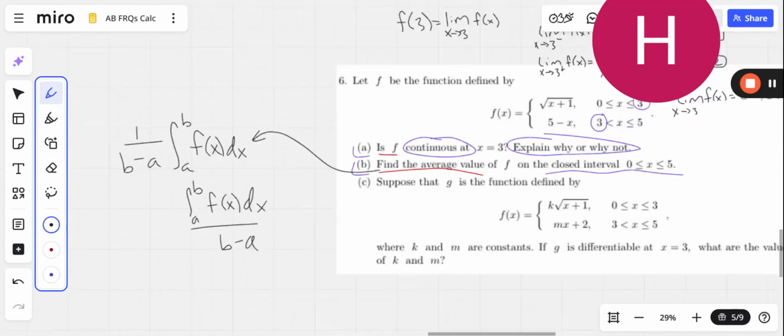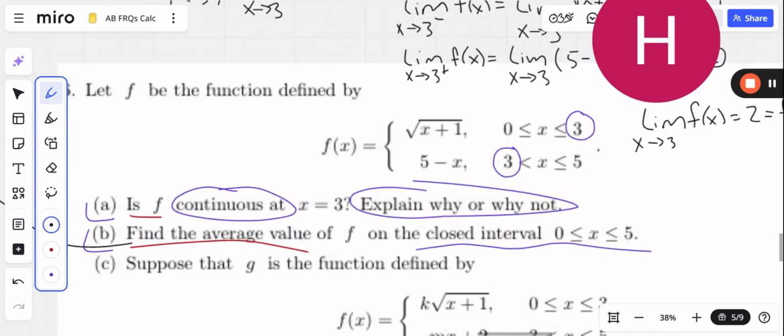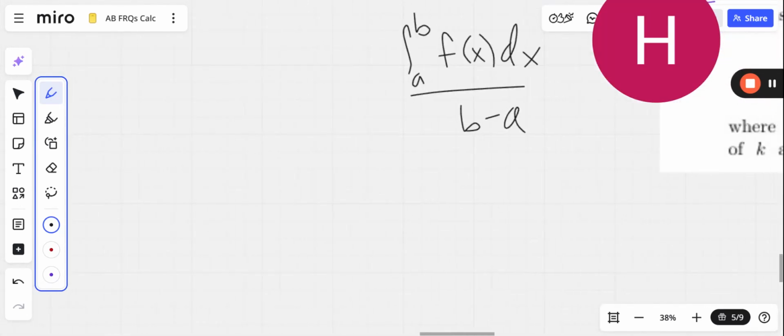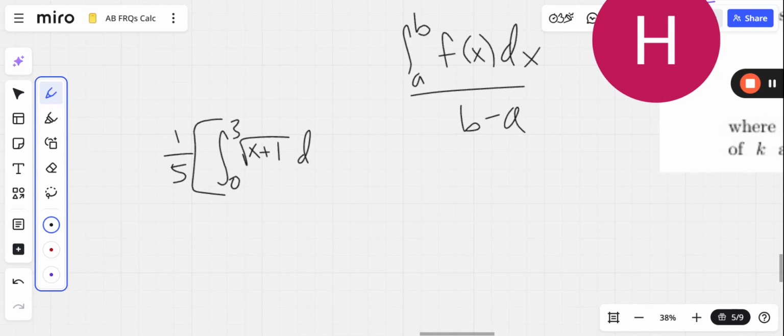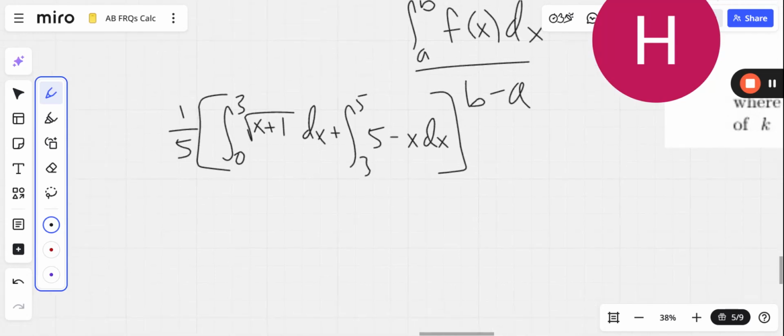Okay, the thing is, this is 2 different functions, so we're going to have to take this integral piece by piece. We're going to have to do this from 0 to 3, and then we're going to be able to do this from 3 to 5. So this is going to be 1/5 times the integral from 0 to 3 of square root of x plus 1 dx, plus the integral from 3 to 5 of 5 minus x dx. Okay, very easy to do.